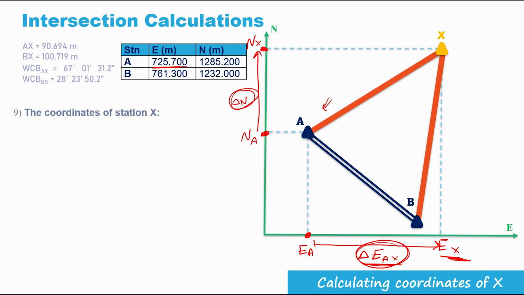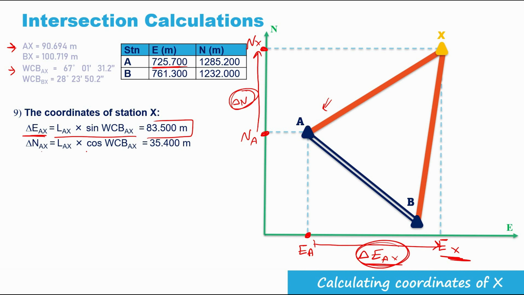From station A, let's start from station A. The final coordinates of station X, the change in easting between A and X is the length of AX times sine the whole circle bearing of AX. The length of AX is known. We have calculated that using sine rule. The whole circle bearing of AX is known. We have just calculated that in the previous slide. Yeah. So the answer is 83.5 meters.